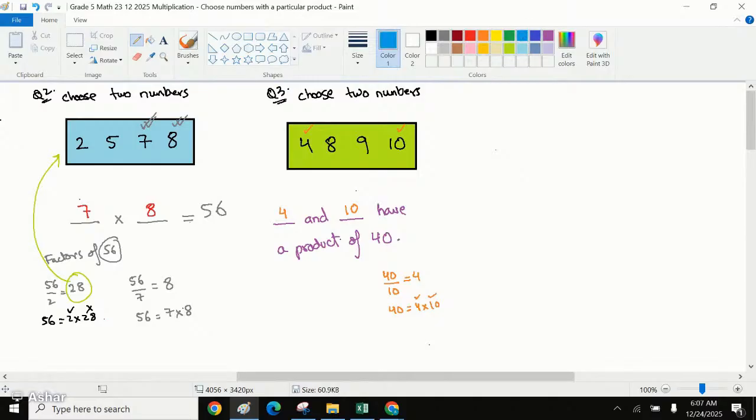But let's look at the other options. Can we say 40 can be divided by 8? Right? But the answer will come out to be 5. So 40 can be written as 5 multiplied by 8. We can find 8 over here, but we cannot find 5, because 5 is not given to us. So we have only these 4 limited choices from which we need to find the 2 factors. Okay? Do we agree on this?